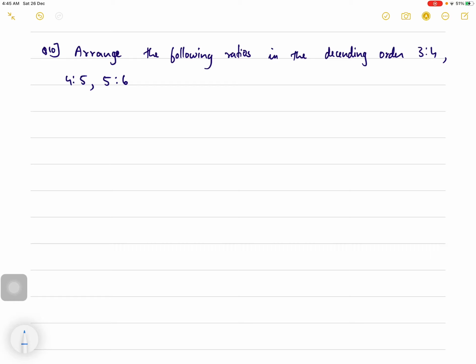Arrange the following ratio in the descending order. So you have to find out which of the numbers are the bigger number first. Okay, descending order means bigger number first. You have to arrange it in a descending order. Okay, so the ratios are 3 by 4, 4 by 5 and 5 by 6. You make sure the denominator is same. Okay, so let us take the LCM of 4, 5 and 6.